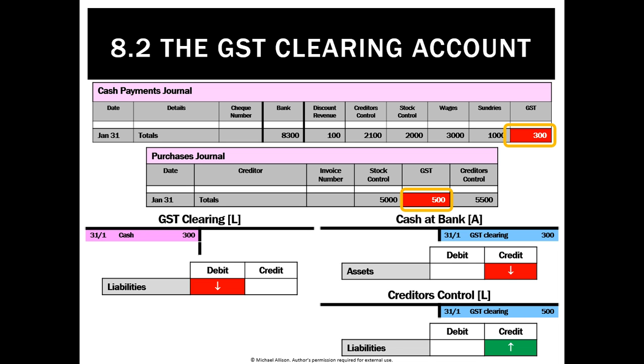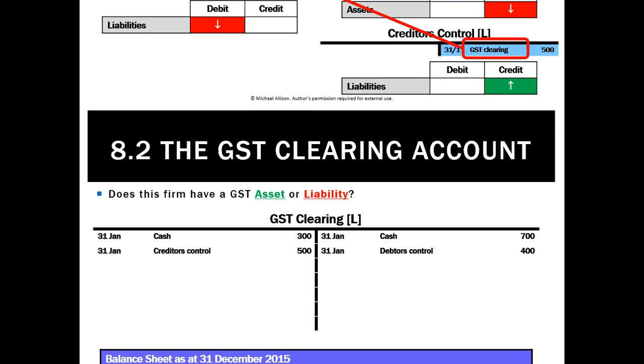We've got $500 of GST that we've been charged by our creditors, so that'll reduce our liability again. In creditors control, we're going to increase our liability over here. That'll go up, which is always a credit. We owe creditors more money, and then that'll match up with a debit over here in GST, where we'll reduce our liability with a debit entry. Get our references right, so in creditors control we'll write a reference of GST clearing, and in GST we'll write creditors control.